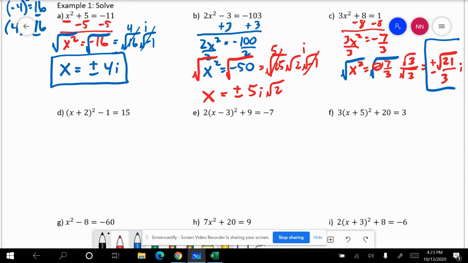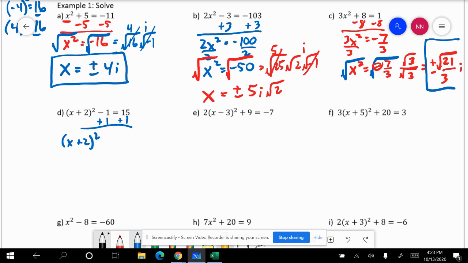Now, looking at letter D, this is a little bit different because we have the x in parentheses. This is really an x squared right here. A lot of students, they'll see this and they'll want to FOIL it. You could actually solve it foiling, but it makes it a lot more difficult. What we're going to do is get the parentheses by itself, so we're going to add the 1.